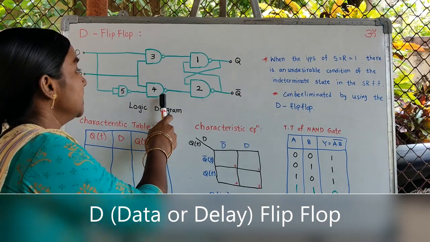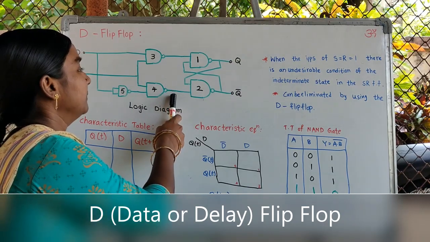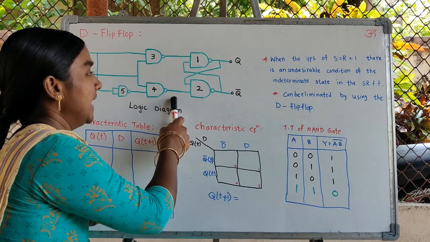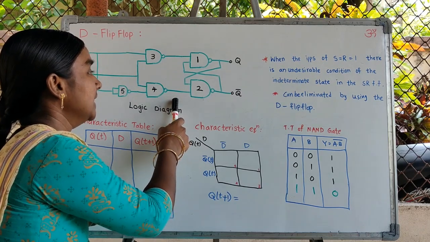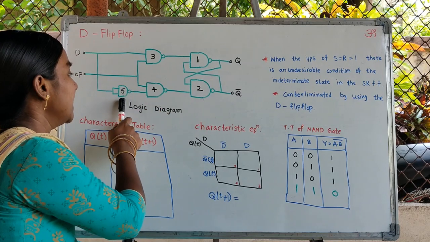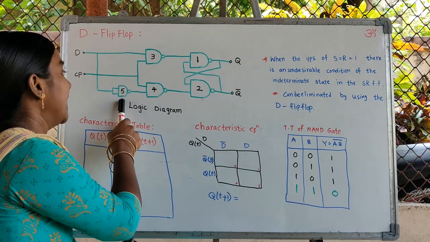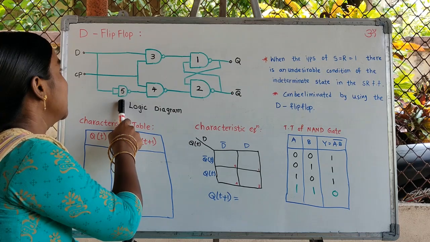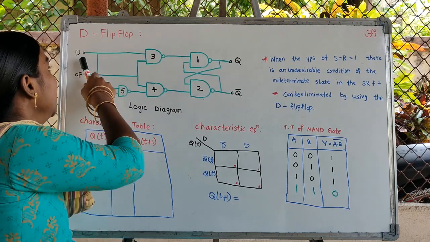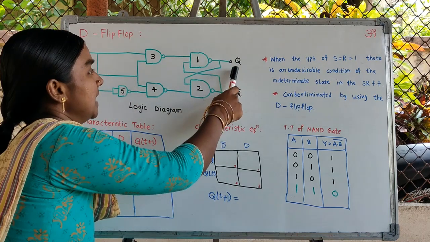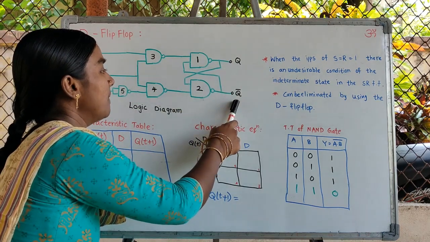This is the logic diagram of the D flip-flop. This logic diagram of D flip-flop is just similar to SR flip-flop, and in this logic diagram we are adding one more NAND gate and given a number 5. Here the inputs are D input and clock pulse. Here the outputs are Q and Q complementary.